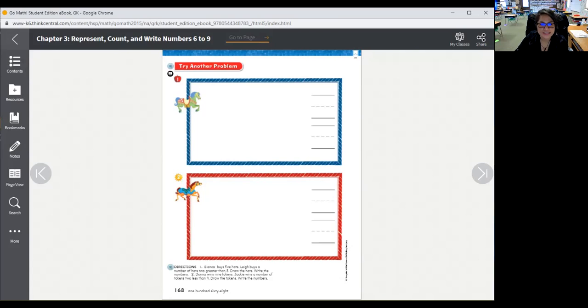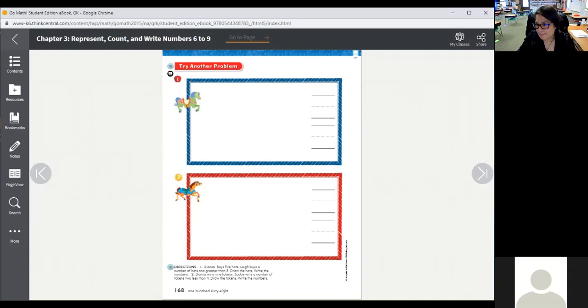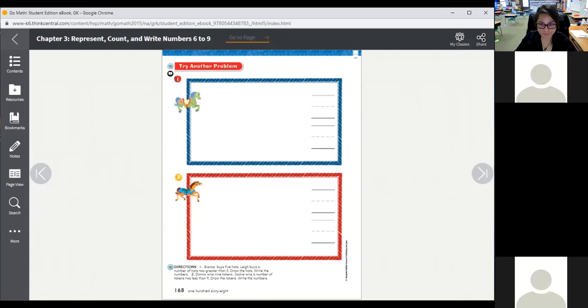So first thing says, Bianca buys 5 hats. So how many hats do we have to draw for Bianca? I'm going to ask Beth. How many hats does Bianca buy? Beth, go ahead. 5. So we have to draw 5 hats, the hats that Bianca bought, okay? All right, so we're going to draw hats, okay?